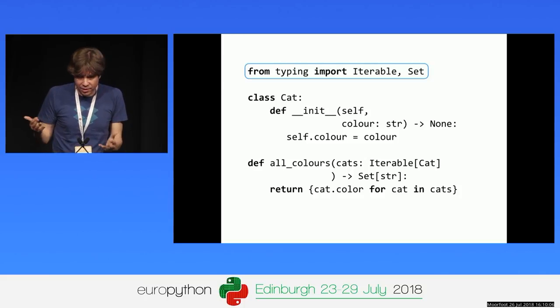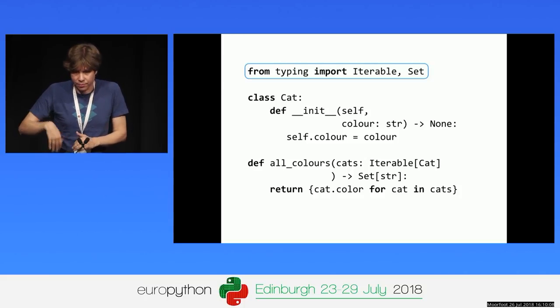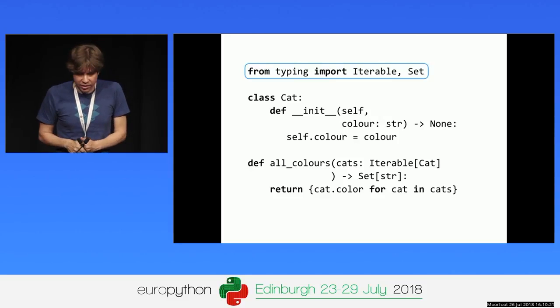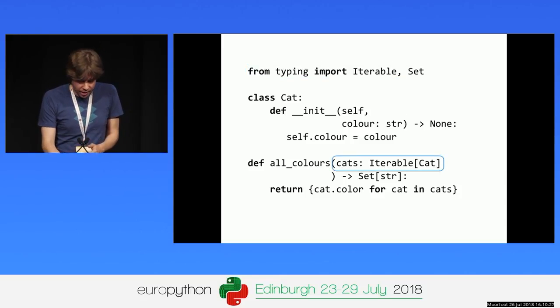And then I mentioned the typing module. This is in the standard library, and there's a backport for Python 3.4 if somebody's still using that, and Python 2.7. And it is a bunch of types and utilities that are very helpful. And almost all non-trivial code using annotations will use some of those. So in this case, we imported the types Iterable and Set. And we use them in the annotation for the function all_colors.